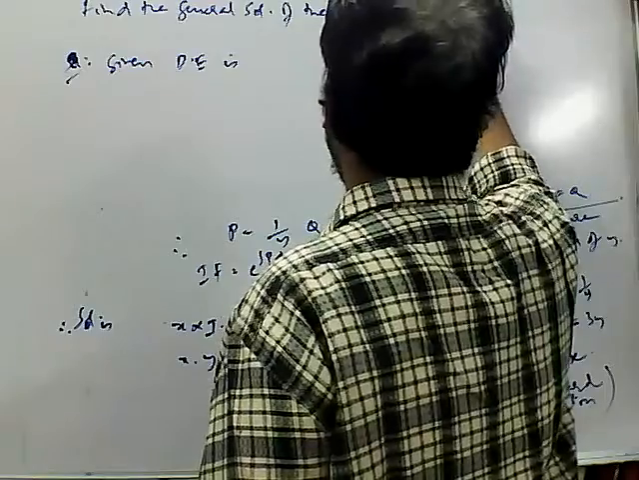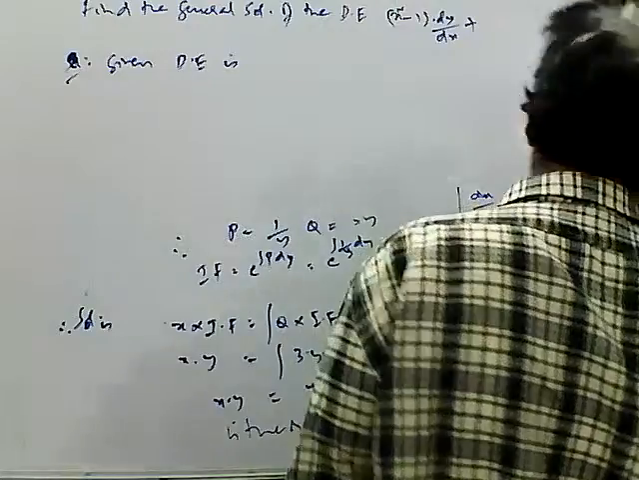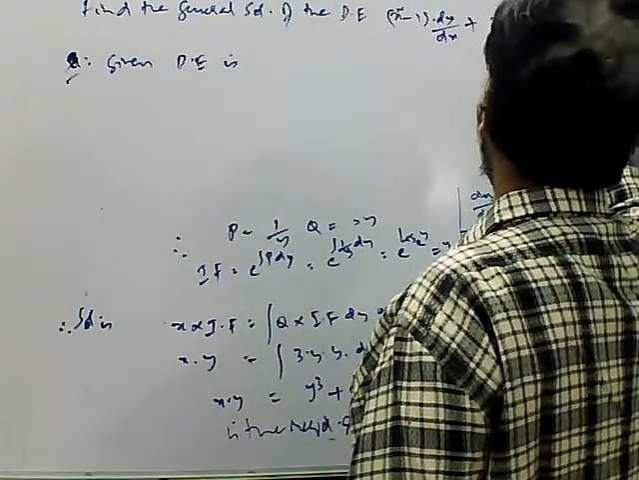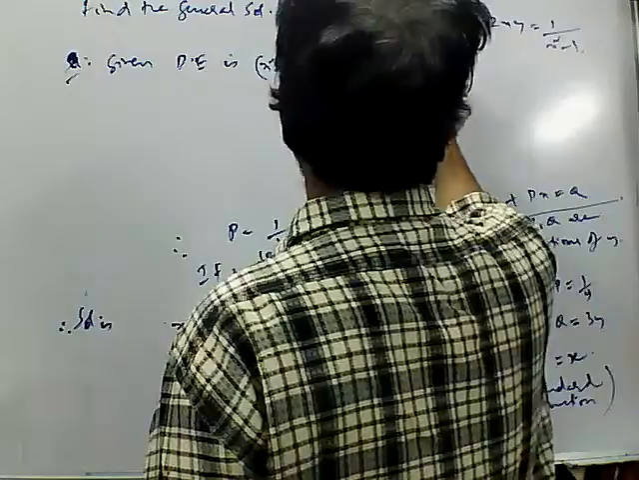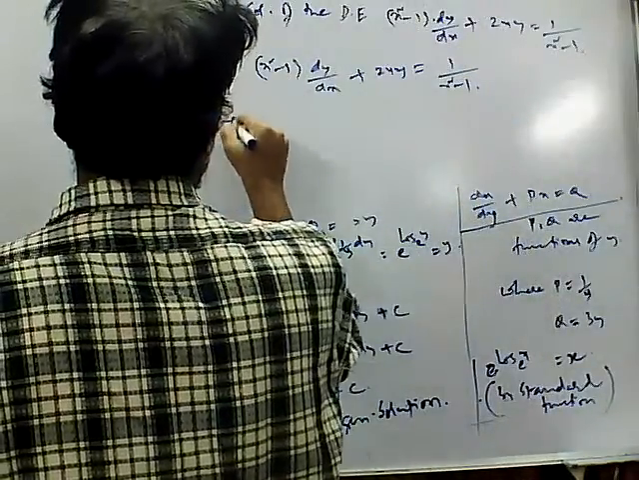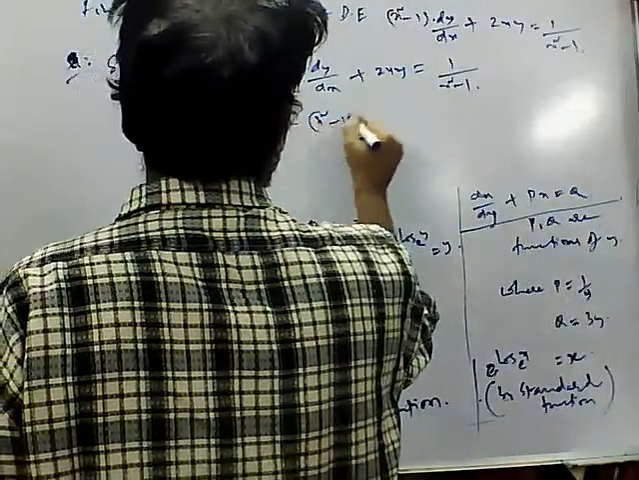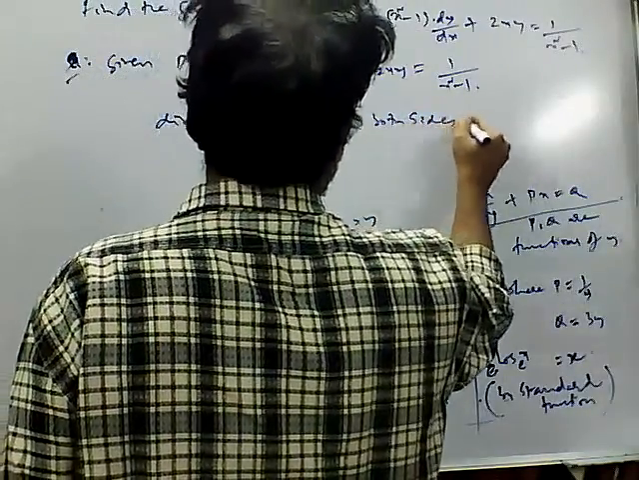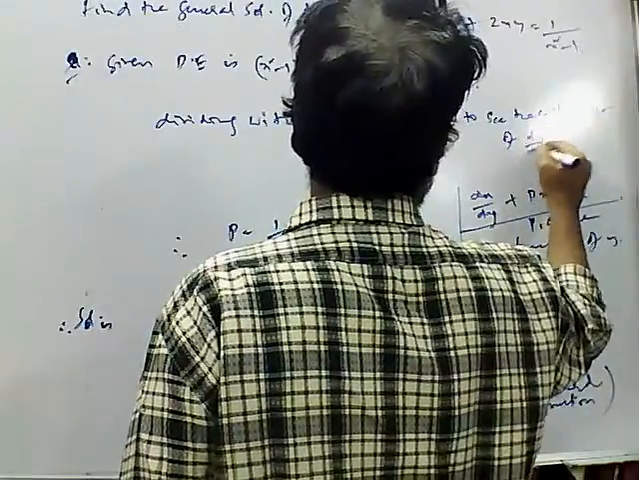(x square minus 1) dy by dx plus 2xy is equal to 1 by x square minus 1. Dividing with x square minus 1 on both sides, we see the quotient of dy by dx is 1.